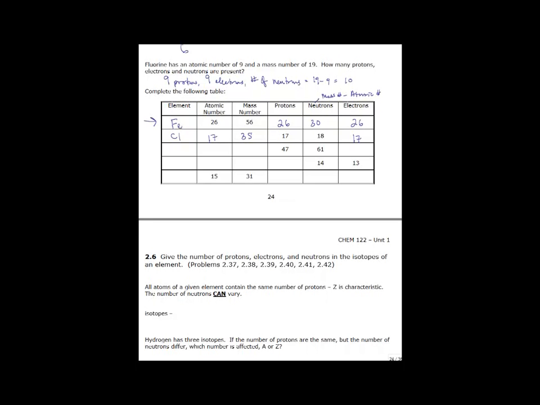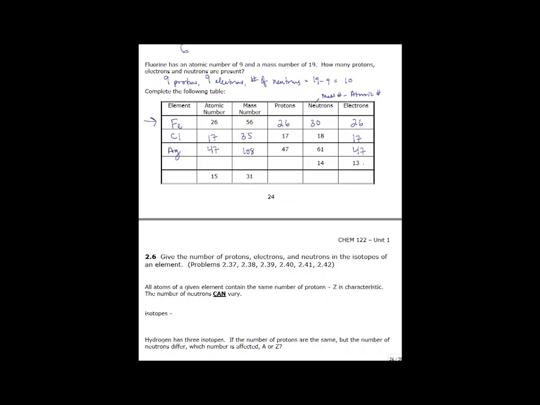So for the next entry, 47 protons, that's also the atomic number, also the number of electrons. 47 on the periodic table corresponds to silver. And then the mass number, I'm just going to add the protons to the neutrons. And I get 47 plus 61 gives me 108.